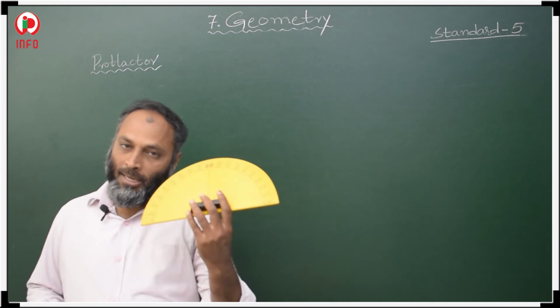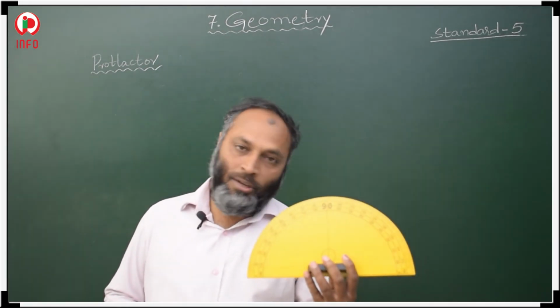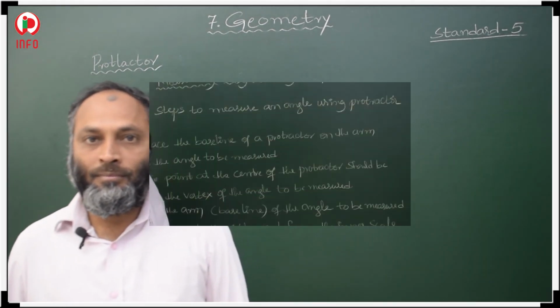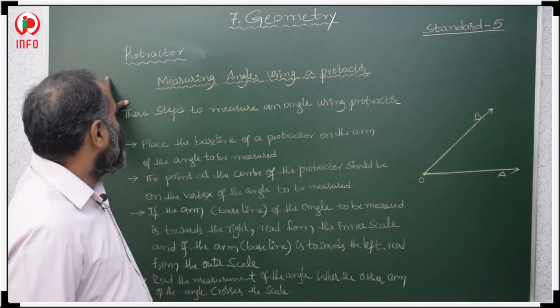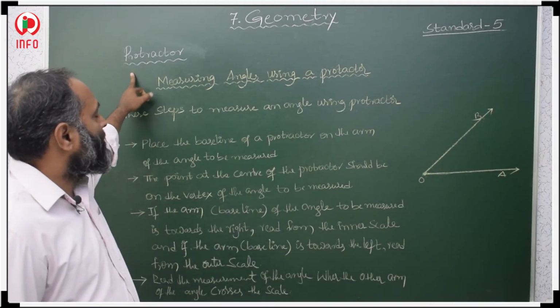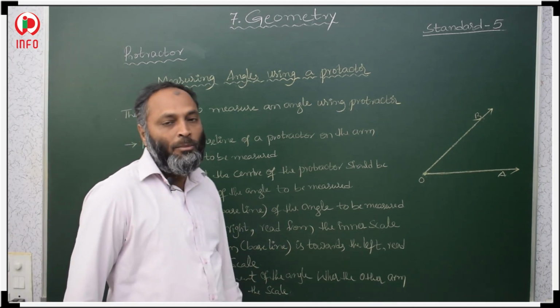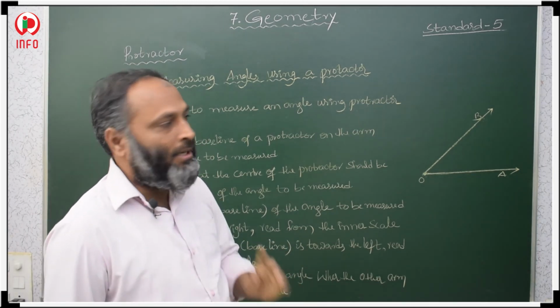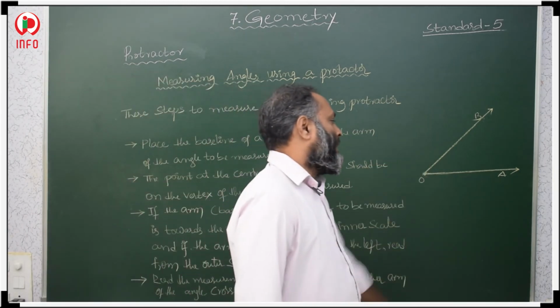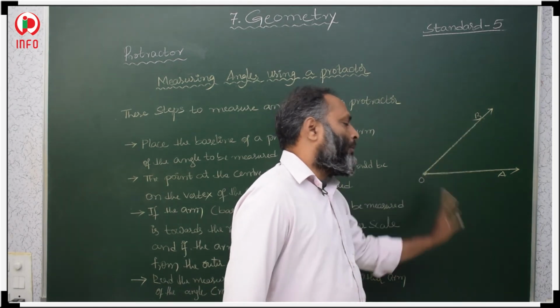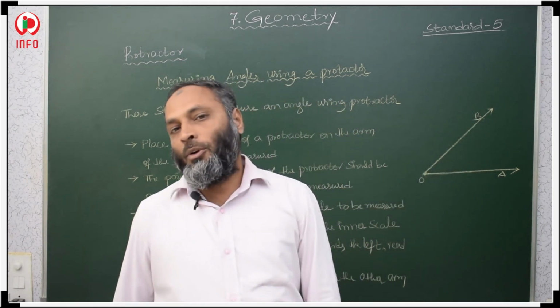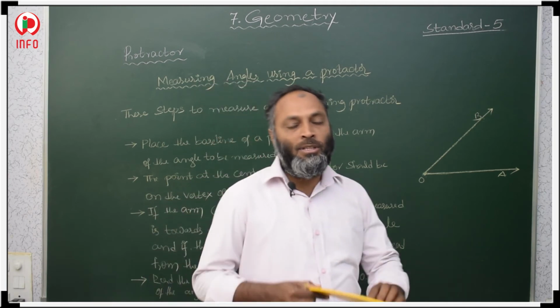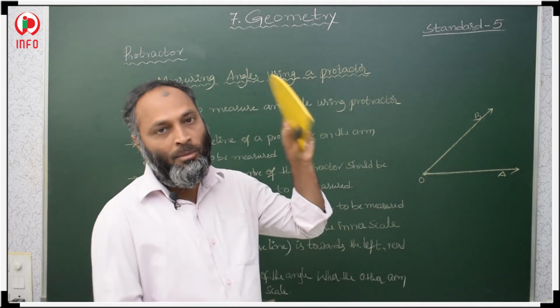Okay. This is about protractor and angle. Now the next step, next concept, using protractor. So how to measure angles? See here. This is the angle given, angle AOB or BOA. How to measure angle AOB or BOA using the protractor?